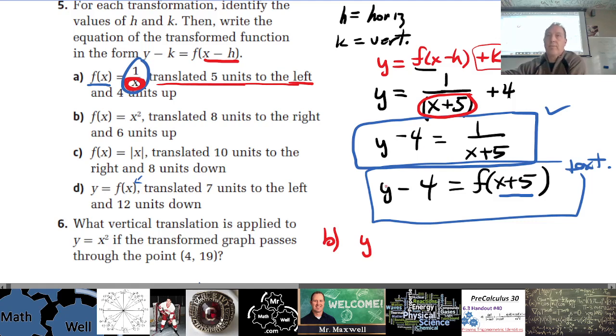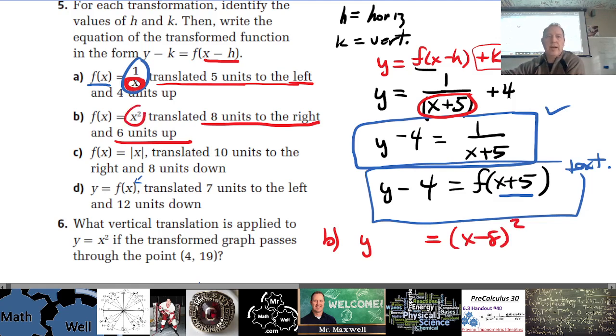Let me do another example. Okay, so this k here, y minus k. We can do this straight here. Let's see, 8 units to the right and 6 units up. So 8 units to the right is going to show up inside the x as x minus 8. Everyone see that? So that x squared is not x squared anymore. It's actually x minus 8 all squared.